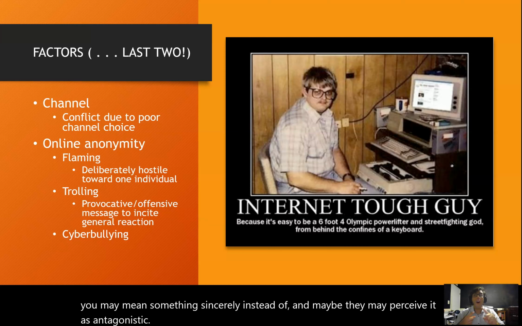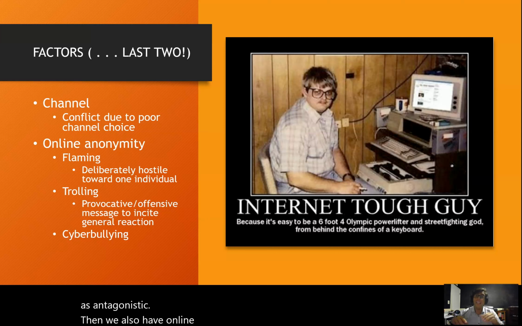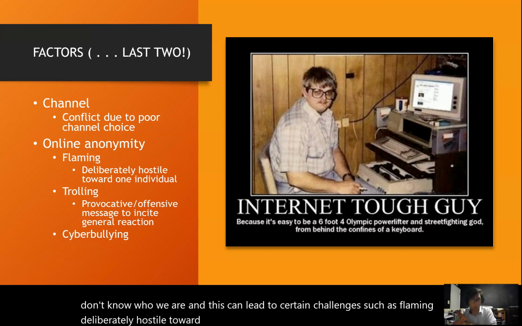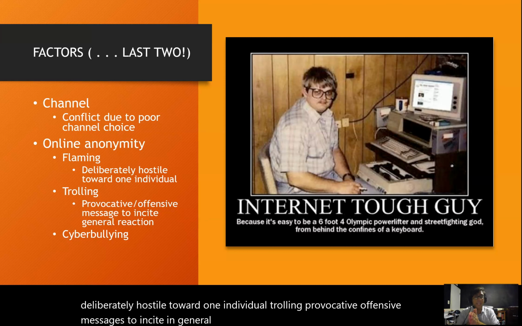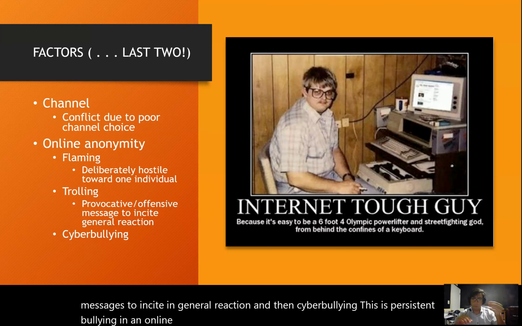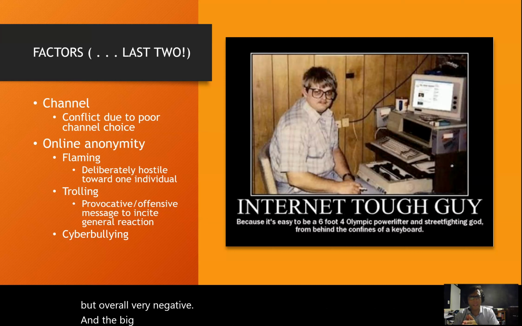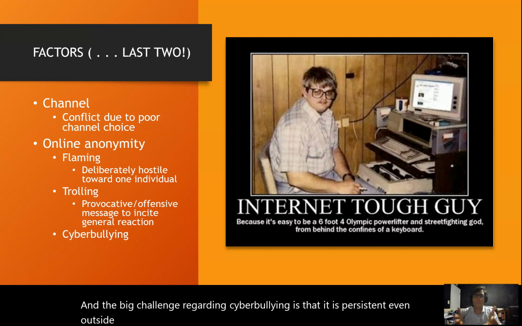Then we also have online anonymity. And online anonymity is that they don't know who we are, and this can lead to certain challenges such as flaming, deliberately hostile toward one individual, trolling, provocative, offensive messages to incite a general reaction, and then cyberbullying. This is persistent bullying in an online channel. This can engage with both flaming and trolling, but overall, very negative. And the big challenge regarding cyberbullying is that it is persistent even outside of school or wherever they are meeting.